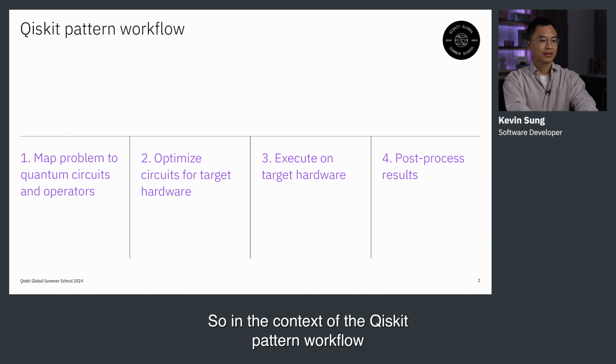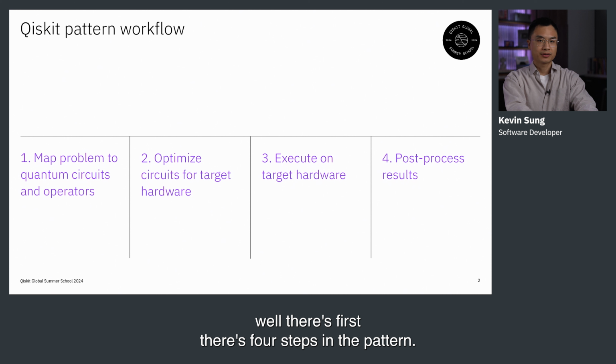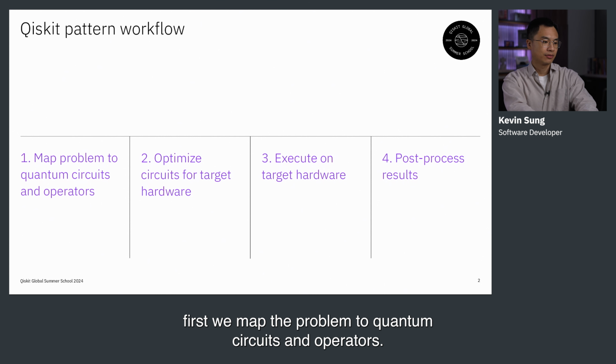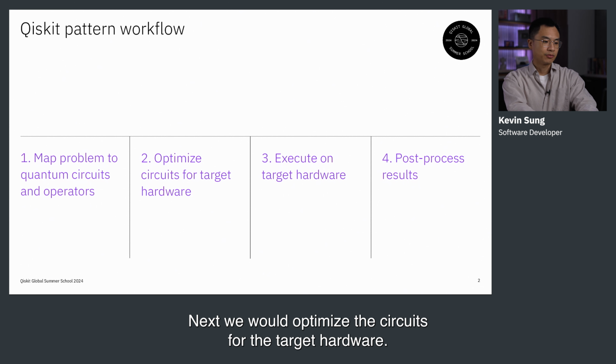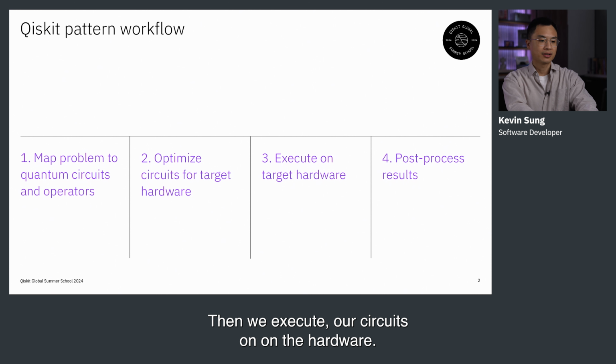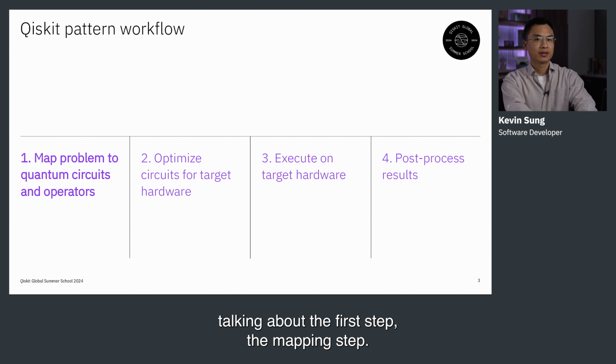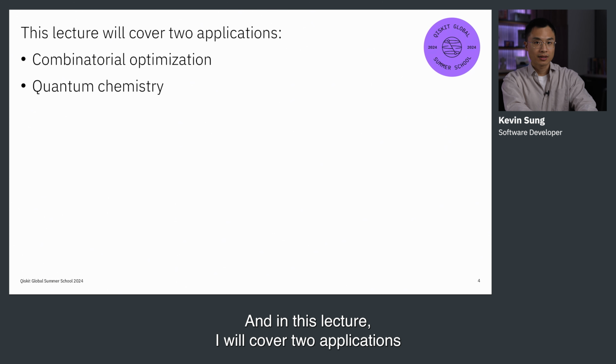So in the context of the Qiskit pattern workflow, there are four steps in the pattern. First, we map the problem to quantum circuits and operators. Next, we optimize the circuits for the target hardware. Then we execute our circuits on the hardware. And finally, we post-process the results. So in this lecture, I will be solely talking about the first step, the mapping step. And I will cover two applications: combinatorial optimization and quantum chemistry.